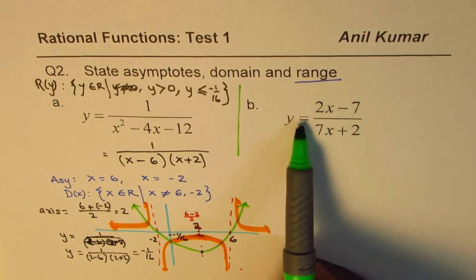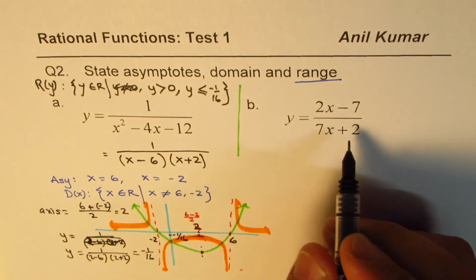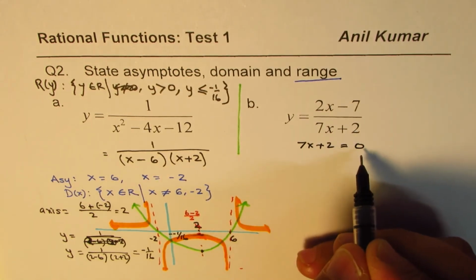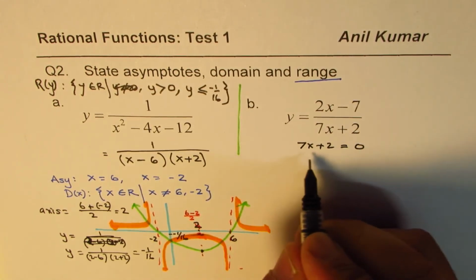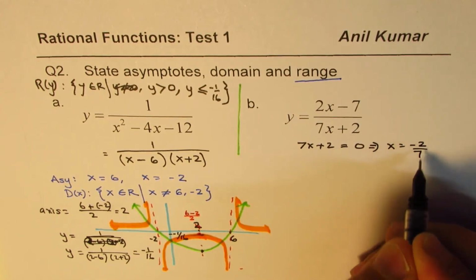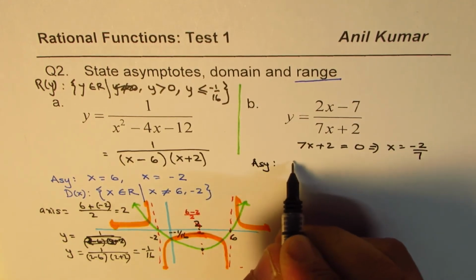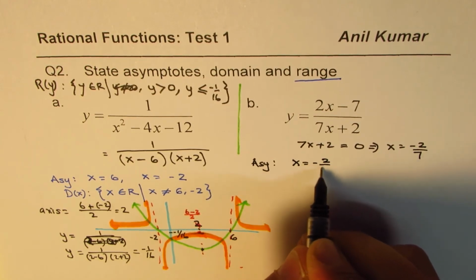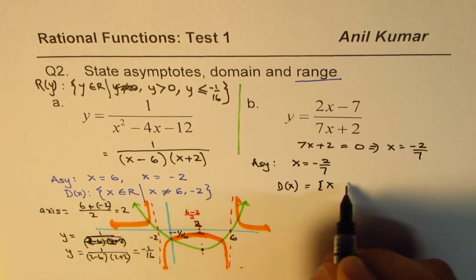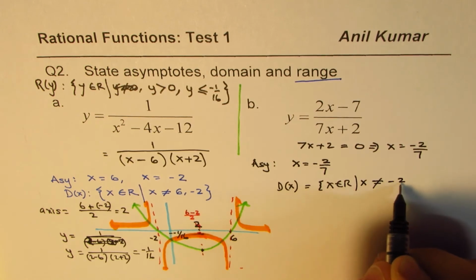For this question, it is simpler. This is more or less like the 1 over x function. Now here, let's answer the asymptote part. Well, the denominator, 4x plus 2, equate to 0, and that gives you x equals minus 2 over 7, right? So we can write down that the asymptote is x equals minus 2 over 7. The domain for the function in this case is x belongs to real numbers, but x is not equal to minus 2 over 7, right?